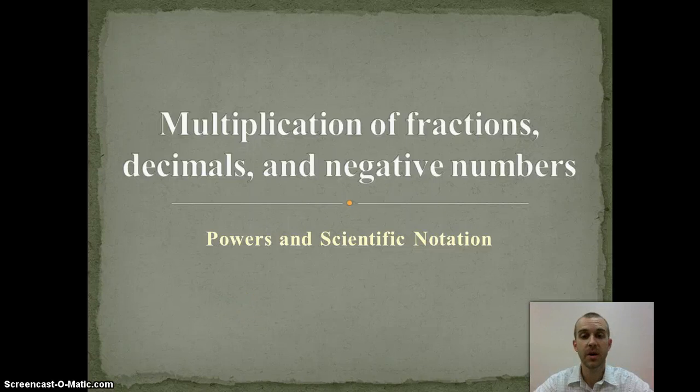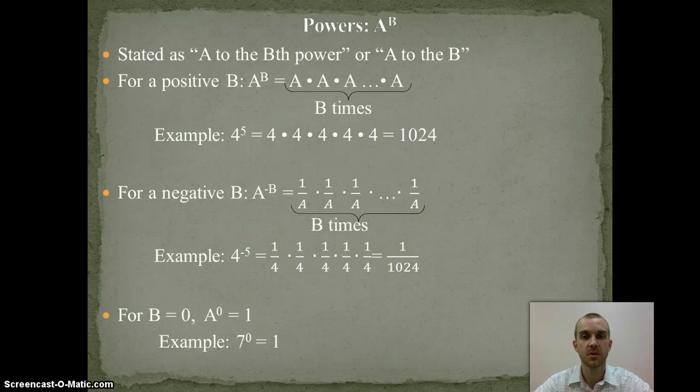In this video we'll talk about powers in scientific notation. When we talk about powers, it's a base raised to an exponent. We state a to the bth power or a raised to the b. When we have a positive b, that means we're going to take our base and multiply it by itself b times. So 4 to the fifth would be 4 times 4 times 4 times 4 times 4. 4 multiplied by itself 5 times.